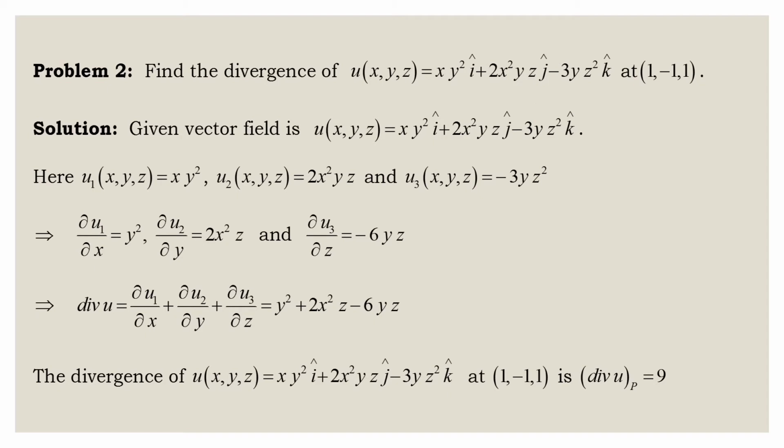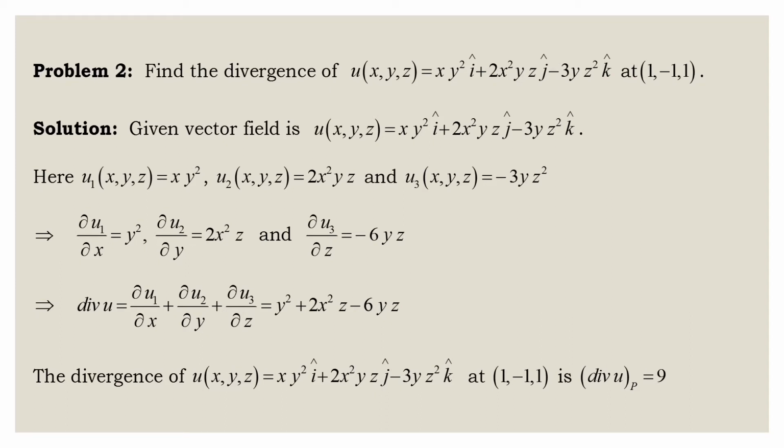This problem 2 is also a similar problem. In this problem 2, we consider a vector field, say U. We need to find out its divergence at a given point. Consider the given vector field U of x, y, z equals xy² i cap plus 2x²yz j cap minus 3yz² k cap. Let the given point be capital P equals (1, minus 1, 1).